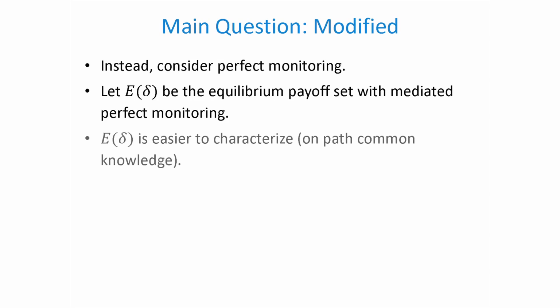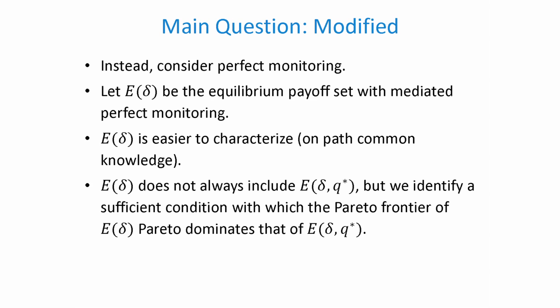And then this E of delta is easier to characterize compared to E of delta Q star, because we can recover on-path common knowledge. But the bad news is that this set is too small to work as an upper bound of the equilibrium payoffs. So E of delta does not always include E of delta Q star, but we identify a sufficient condition with which the Pareto frontier of E of delta Pareto dominates, or weakly Pareto dominates, because this one is at least weakly better than this, right? So it weakly Pareto dominates the Pareto frontier of the equilibrium payoff set with an omniscient mediator. So in other words, as long as this sufficient condition is satisfied, this set can work as an upper bound.